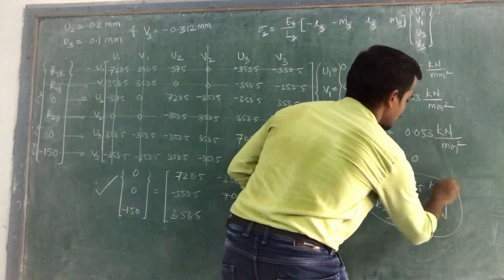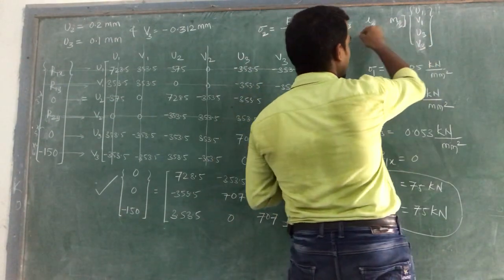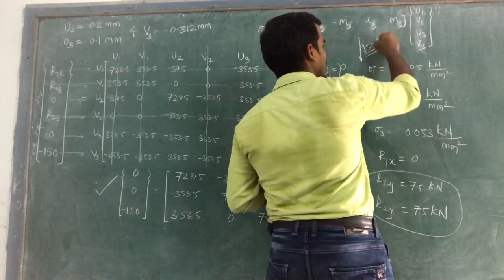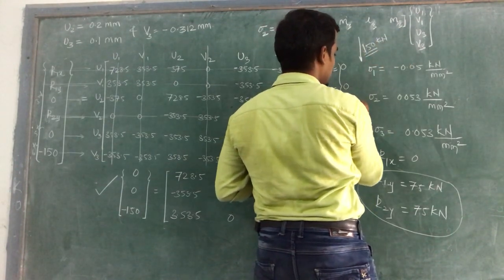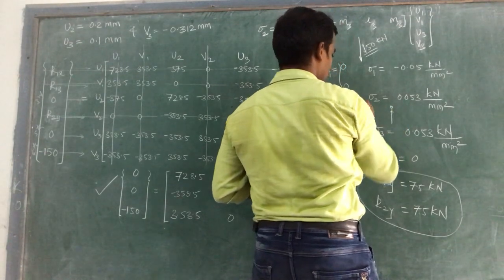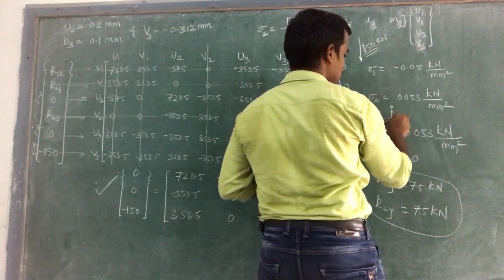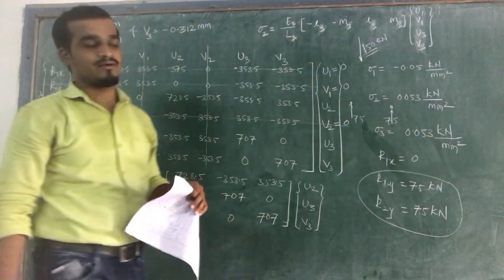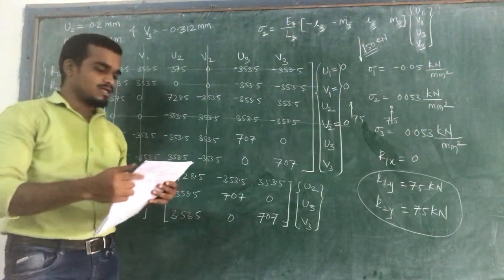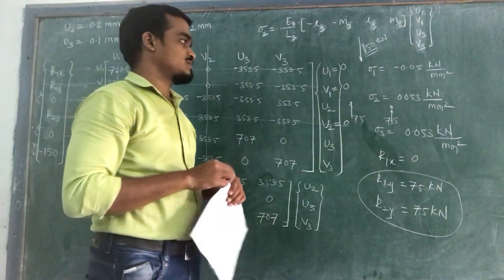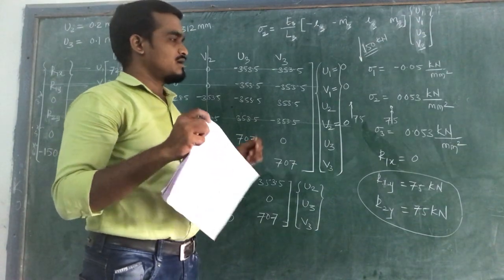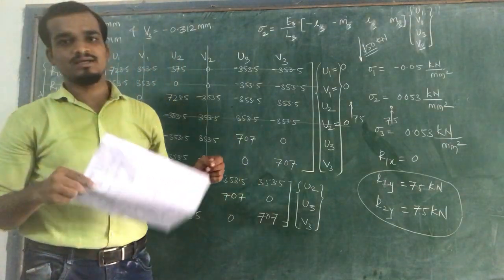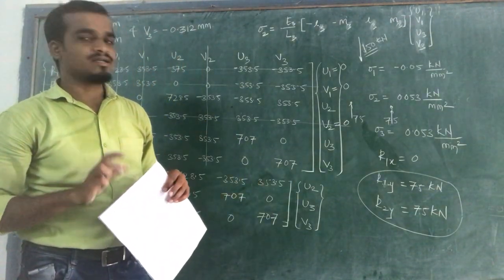As we know, at node 3, 150 kilonewton is acting downward, and at these two supports, R1y is 75 kilonewton and R2y is 75 kilonewton. So this force is balanced by these two reactions. So our answer is correct. Okay, so in this way you can solve the truss problem. These problems can be asked in your end semester examination for 12 to 14 marks. Okay, so we conclude our lecture here. Thank you.